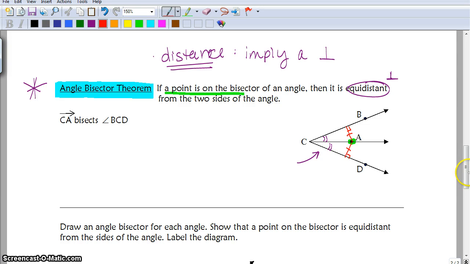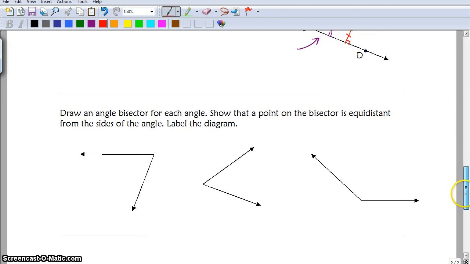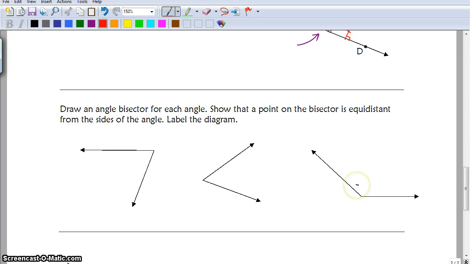So I'm going to do one more of these with you, and then you guys are going to do the remaining 2 drawings. So this says draw an angle bisector for each angle. So also, guys, just do one thing at a time. Don't read too much at once. It can get overwhelming. So draw an angle bisector. So I draw my ray. And guys, if you're drawing a bisector, make sure you put swoosh marks, okay?